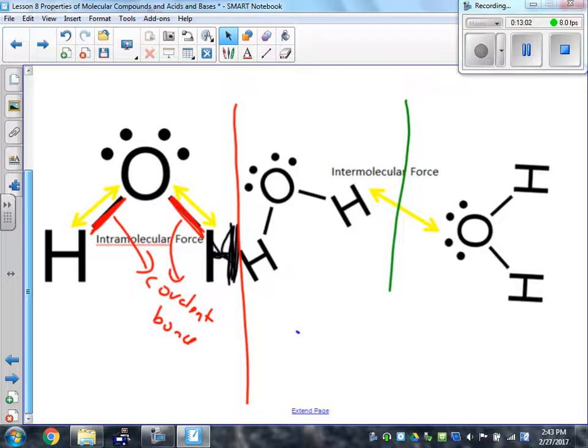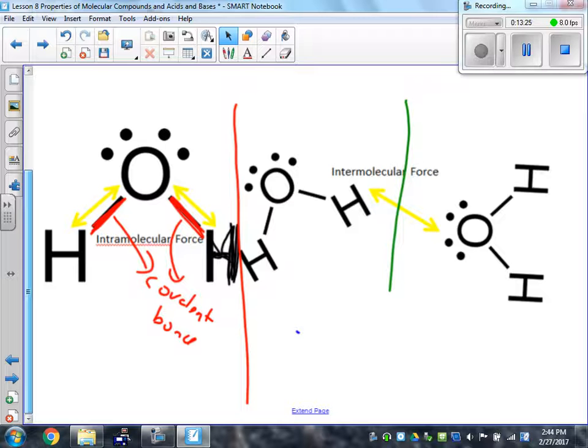Now they're a gas, right? This one's not linked to this one anymore. They're independent. Well, they're not independent of one another, but they're free to go. They have enough energy to be on their own. We've completely broken that intermolecular force. Okay? That is melting point, boiling point.